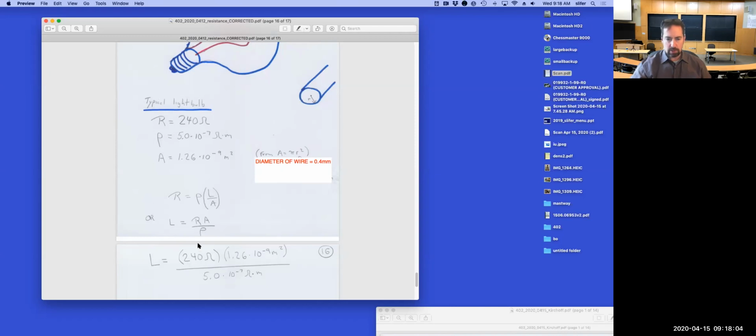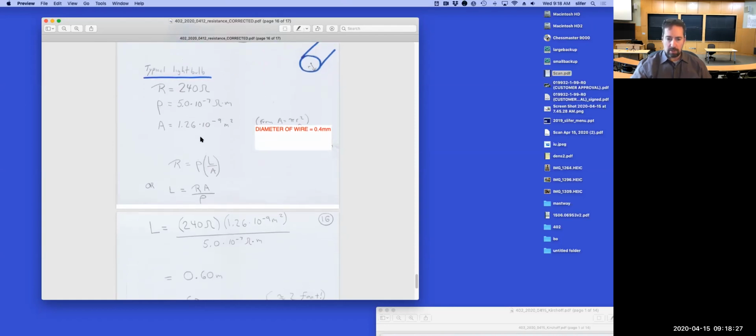The resistance, the big R, is 240 ohms. The cross-sectional area is 1.26 times 10 to the minus 9 meters squared. And the resistivity is 5 times 10 to the negative 7 ohm meters, which I looked up in our textbook in the table of resistivities for different materials. All that being said, I can now use my calculator and just punch in these numbers, and I get 0.6 meters.